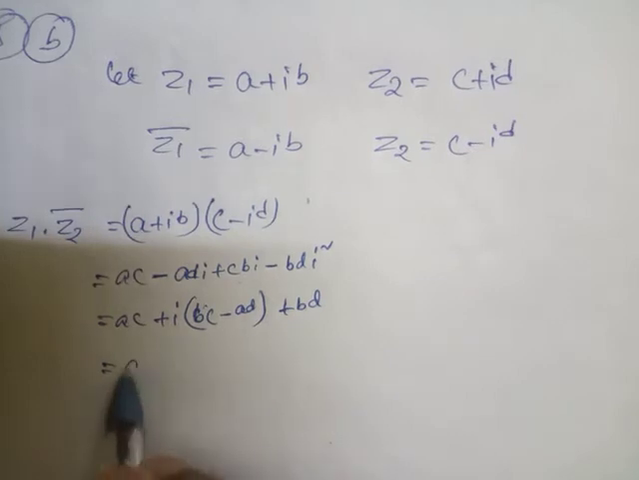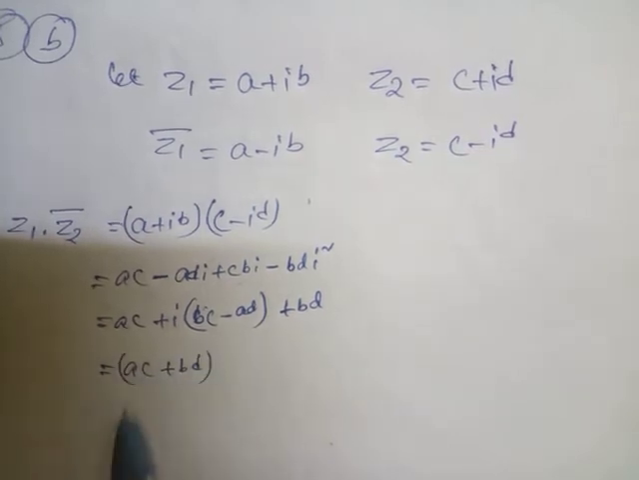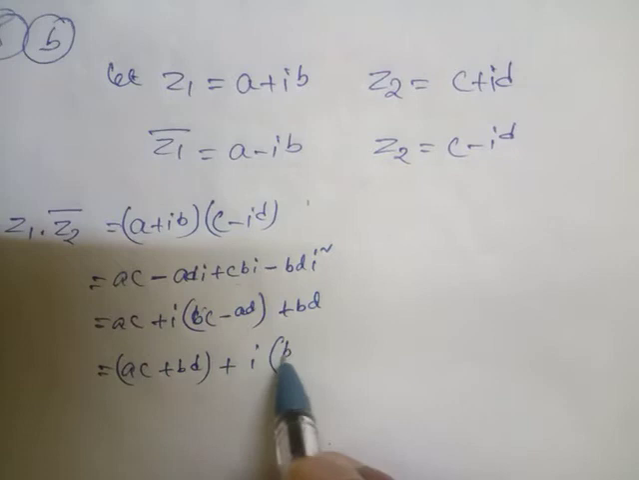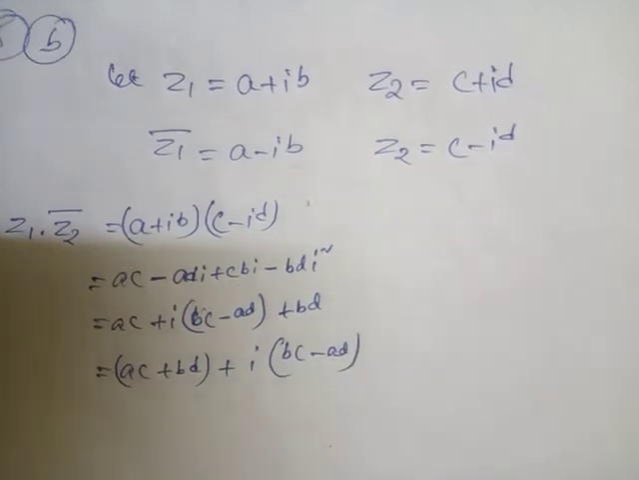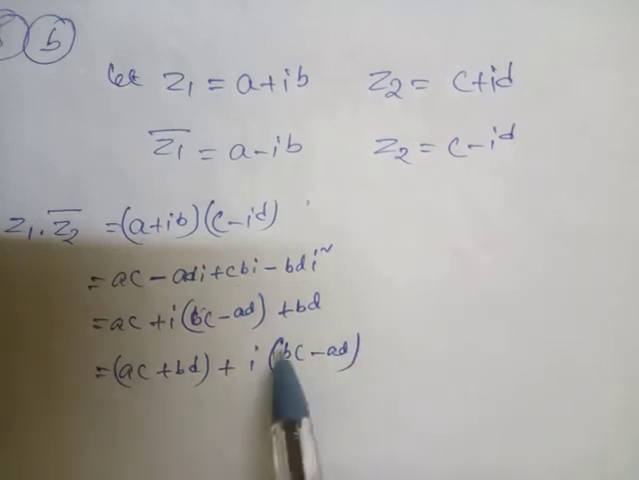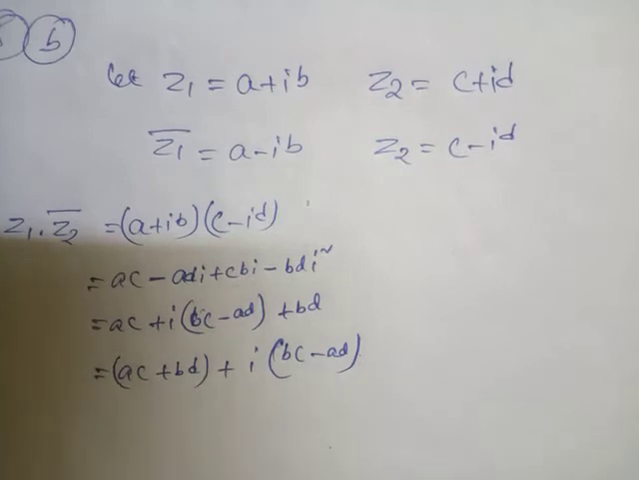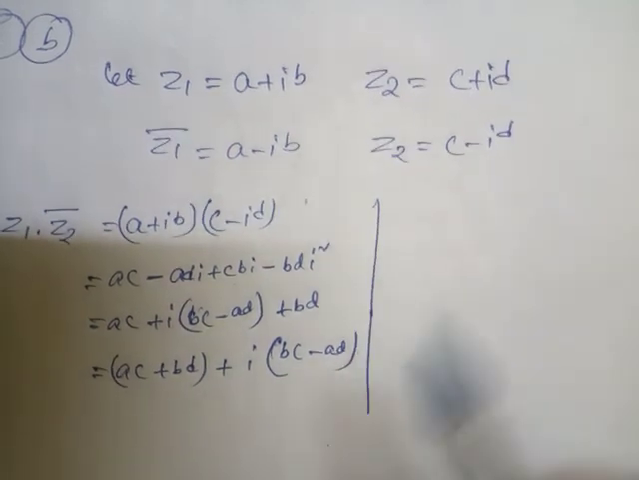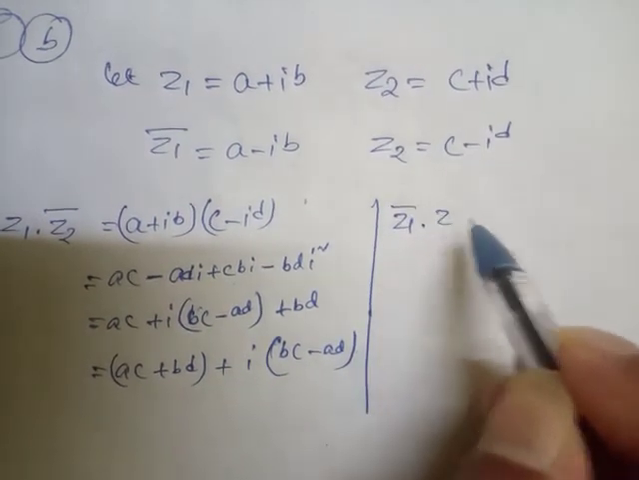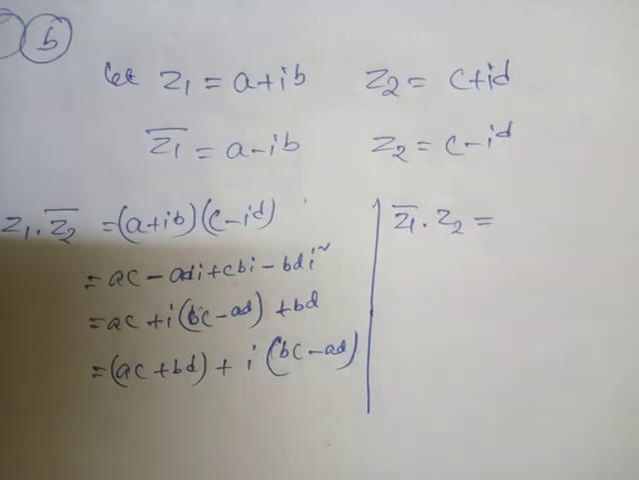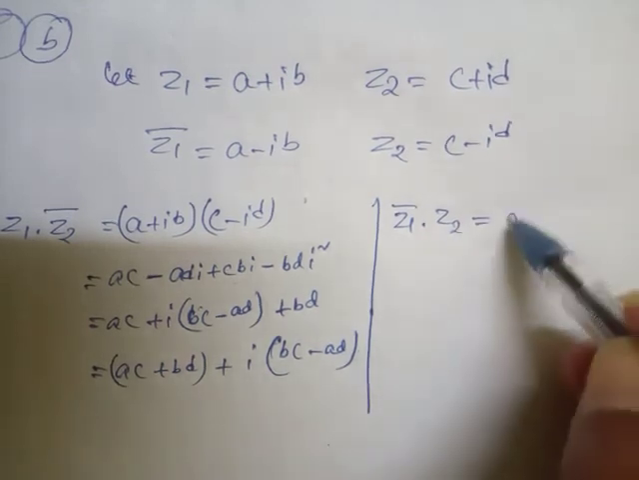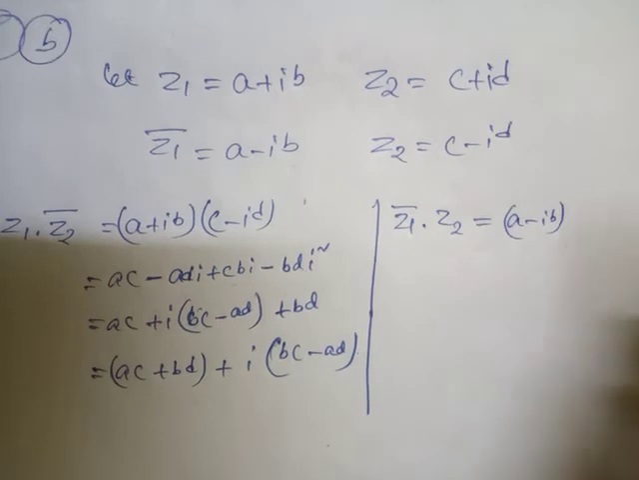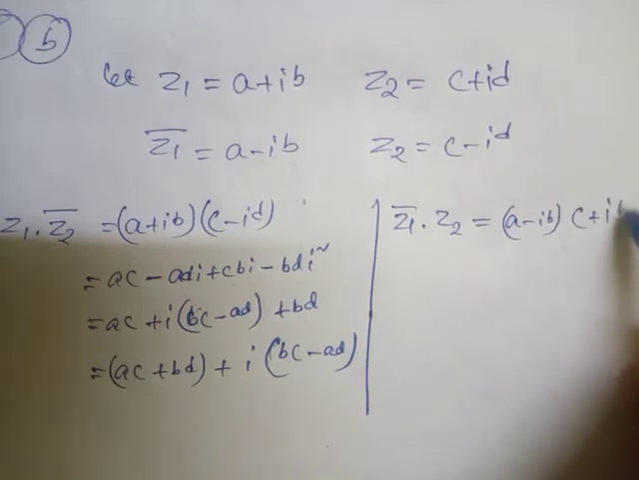Now look, student, there is AC plus BD in first bracket plus I BC minus AD in the second bracket. Z1 dot Z2 bar is this one answer. Now think about the next one, z1 bar and z2, not bar, z2. So z1 bar is a minus ib, and z2 is c plus id.